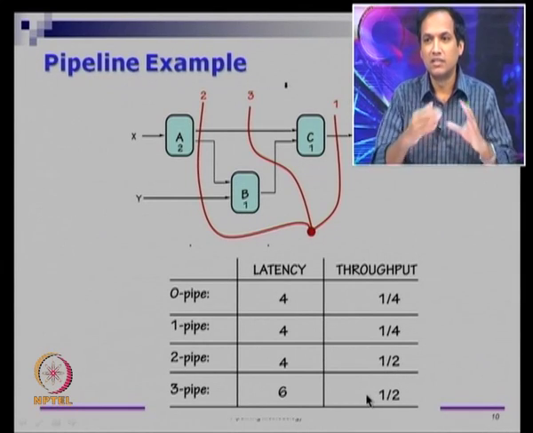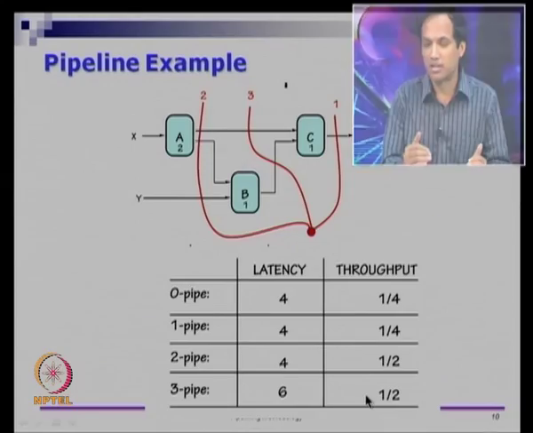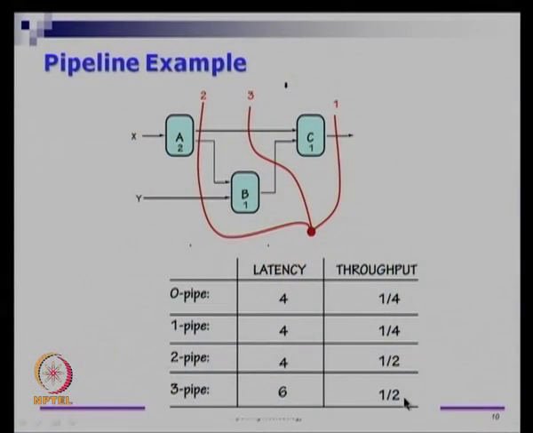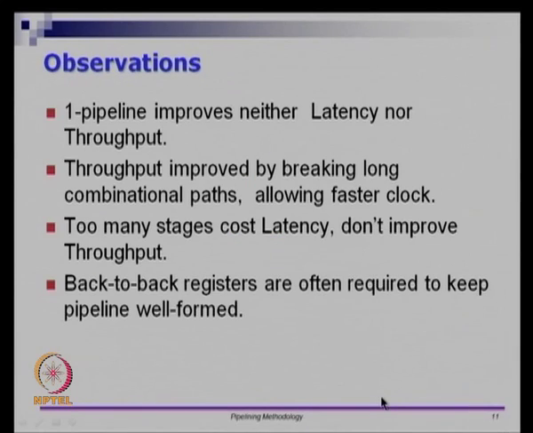At some point, the circuits can hit a point of no return, which means you have increased the latency without increasing the throughput, and that is something that we should avoid. In this example, it is very clear that we have increased the latency unnecessarily to 6 time units without increasing the throughput. So, the observation is that one pipeline stage improves neither latency nor throughput.